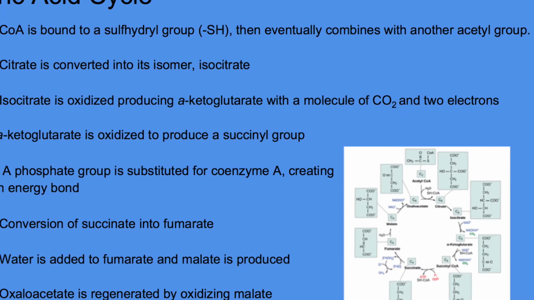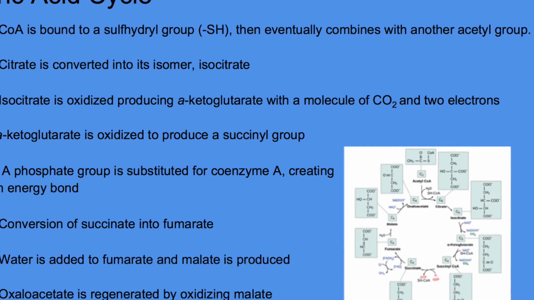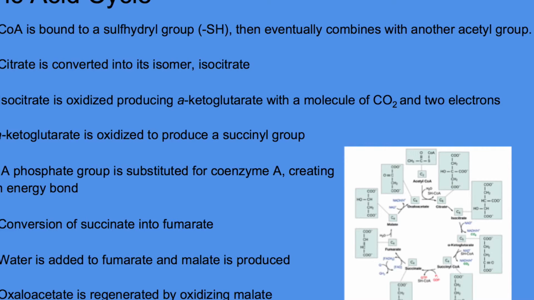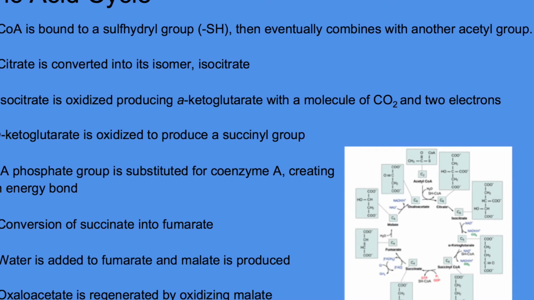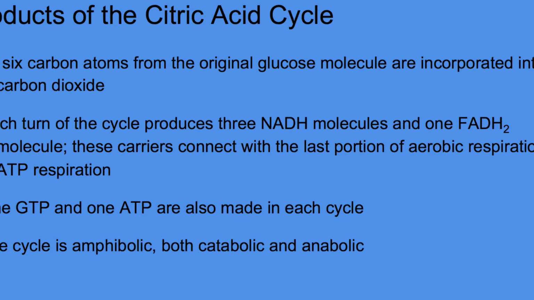Step 6. The conversion of succinate into fumarate. A dehydration process converts succinate into fumarate. 2 hydrogen atoms are transferred to FAD, producing FADH2. Step 7. Water is added to fumarate and malate is produced. Step 8. Oxaloacetate is regenerated by oxidizing malate. Another molecule of NADH is produced.